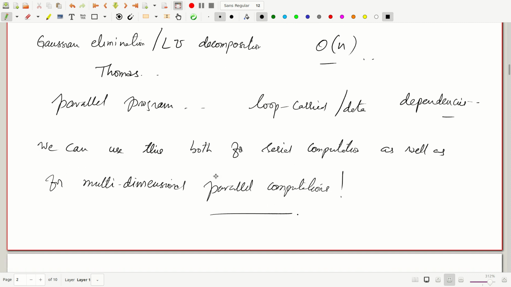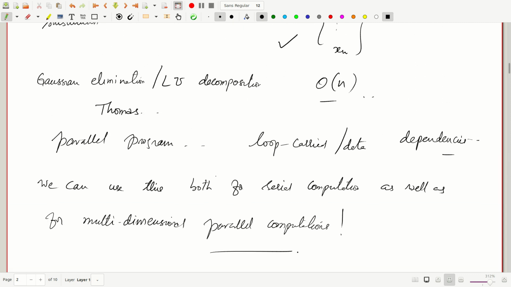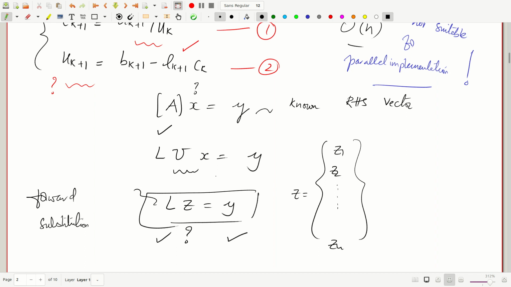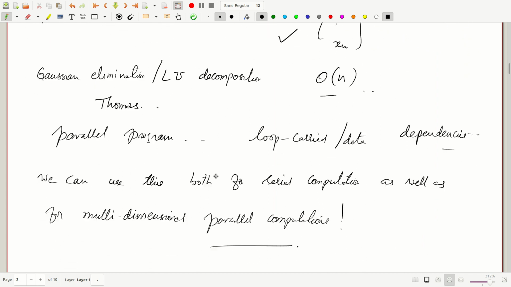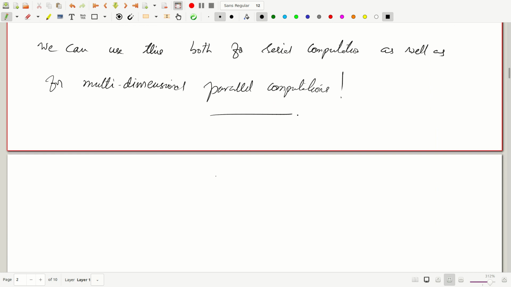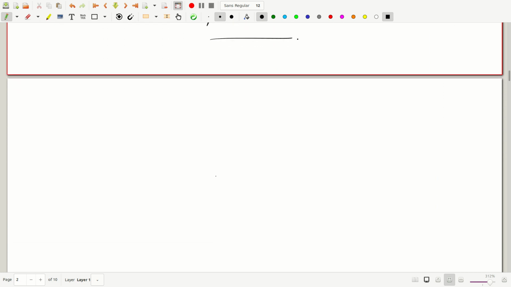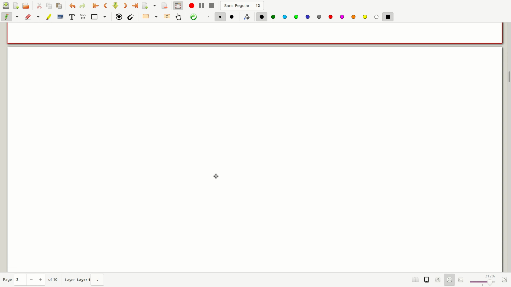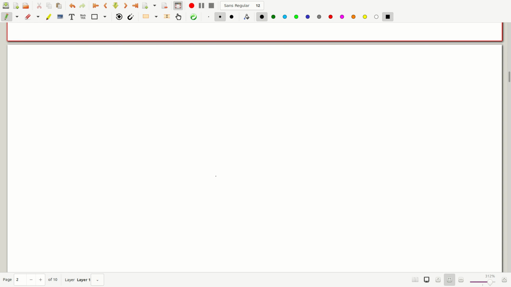Okay, so far so fine. We have learned something which is of course useful, and we will see how to make use of it for parallel programming as well. But before that, let us also see if there are any alternate algorithms already proposed in the literature, and if they can be used for our computation.